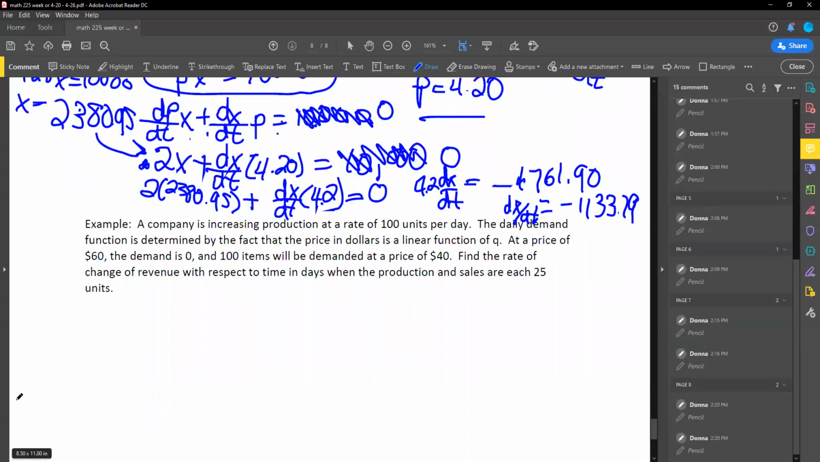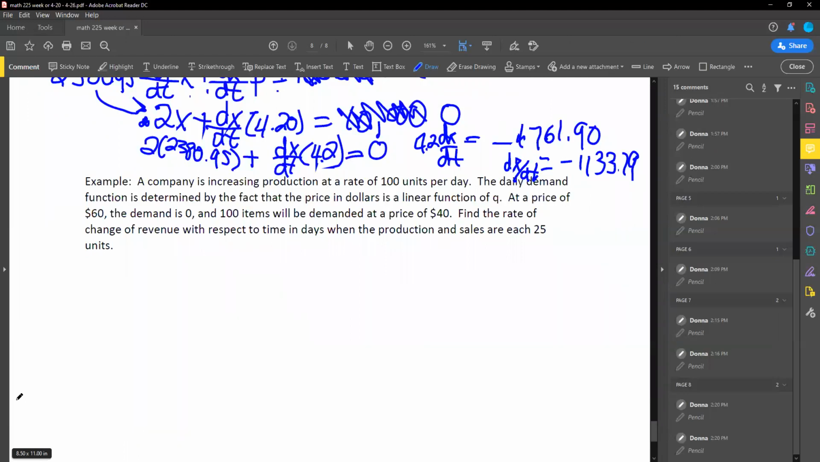All right, so this last one, it's going to take a little bit, just kind of work through it one step at a time, okay? It says a company is increasing production at a rate of 100 units per day. So production would be the units I make, so dx/dt is 100. Okay, that I got. Second sentence, the daily demand function is determined by the fact that the price in dollars is a linear function of Q.